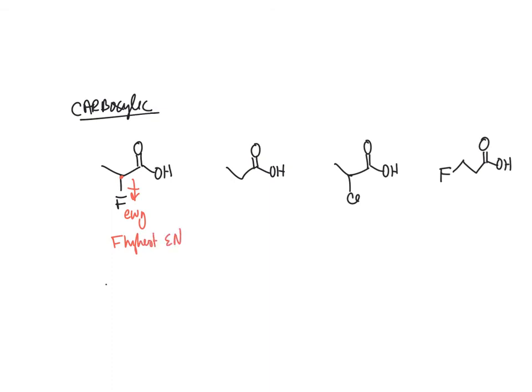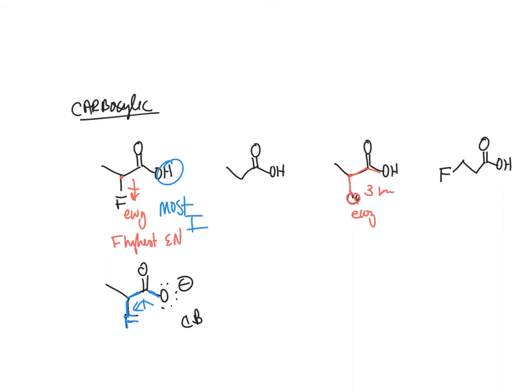So if you were to make your conjugate base here, how stable is this conjugate base? Well, this fluorine will pull, you see 3 bonds there? Will pull that electron density towards itself, which makes this more acidic. So this is going to be your most acidic. So that's 1. And then the next one would be chlorine, because chlorine is an electron withdrawing group, and it's 3 bonds away. So this would be second, most acidic.